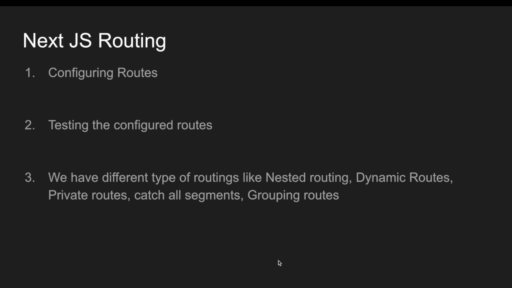In this video, I'll cover how to configure routes and how to test those configured routes. We also have different types of routing like nested routing, dynamic routes, private routes, catch-all segments, and grouping routes. All these we have in our Next.js routing. But nested routes, dynamic routes, and private routes, I'll talk about in the upcoming videos. For now, I'll focus only on the configuration of general custom routes. So let me go into Visual Studio Code.